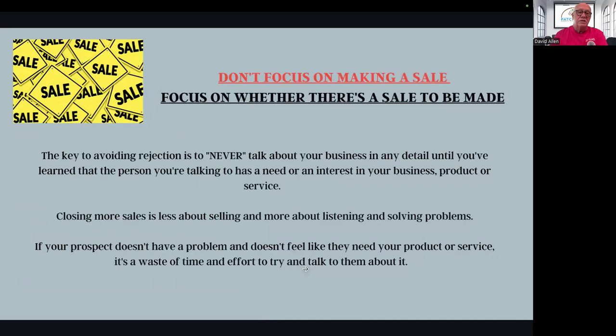Don't focus on making a sale. Now, when I say making a sale, I'm talking about either providing the patches or introducing them to the business. Focus on whether there's a sale to be made. And we do this a lot. The key to avoiding rejection is never talk about your business in detail until you learn that the person you're talking to has a need or an interest in the business, the products, or the service.